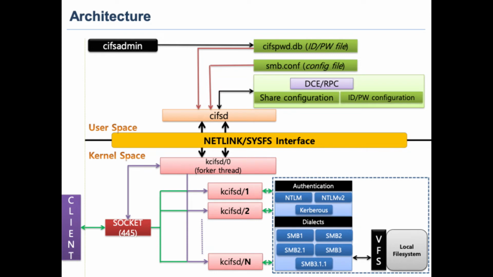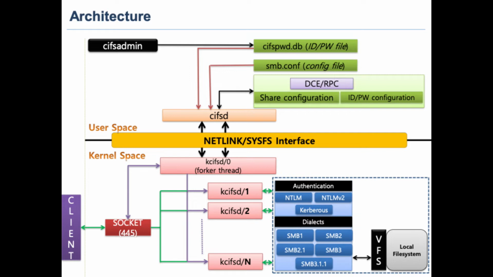This shows the entire cifsd architecture. We provide cifsadmin-util to store user account and password information to the database. And as with Samba, users need to write some parameters to smb.conf for configuration. When running cifsd, the cifsd kernel thread will start, open port 445, and listen for new client connections.